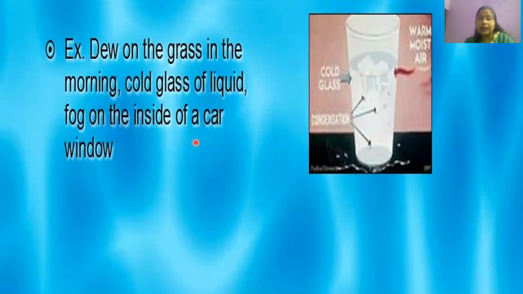Now, dew on the grass in the morning, a cold glass of liquid, fog on the inside of the car window. These are all examples of condensation. You can obviously see that when you put some water in a glass, on the outer layer of the glass there are some drops of water. This process is known as condensation.